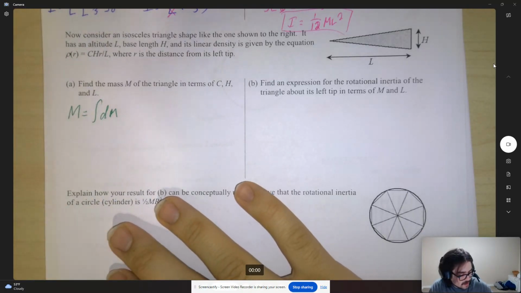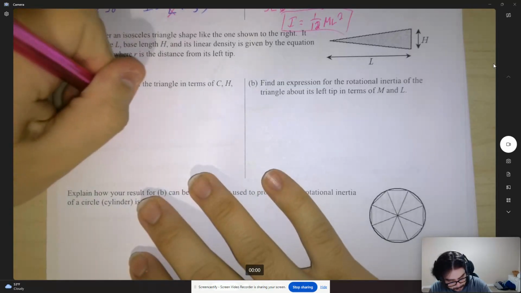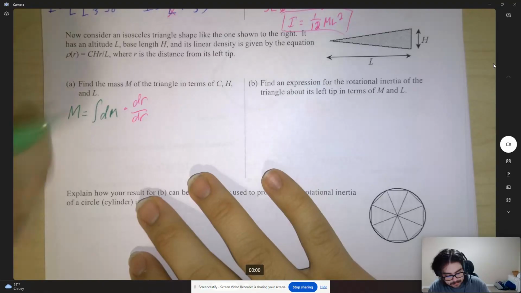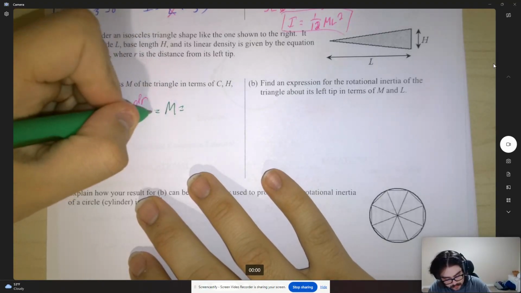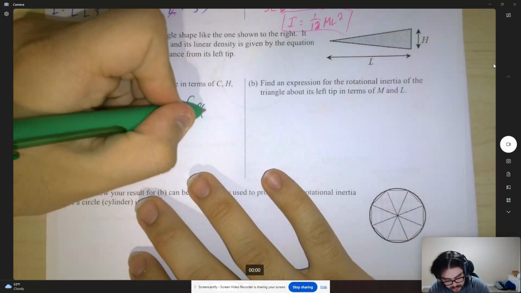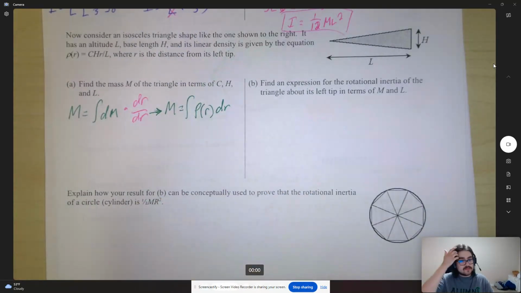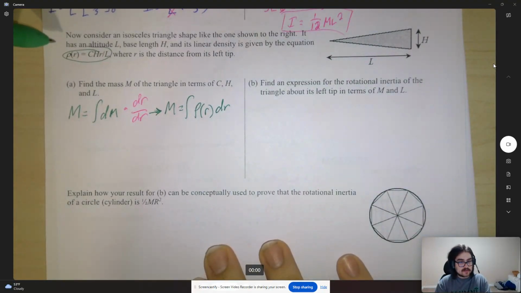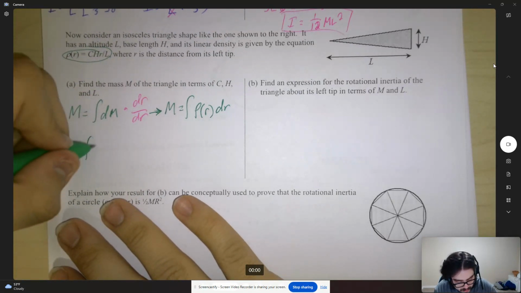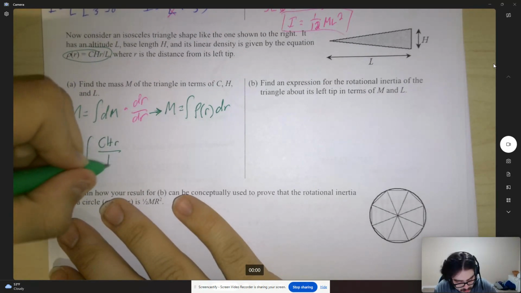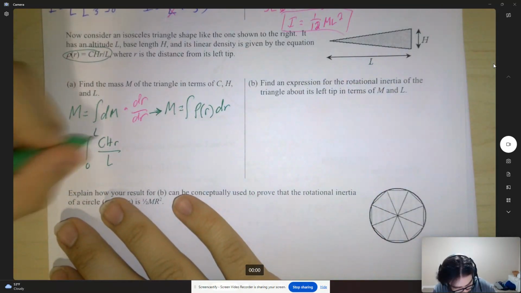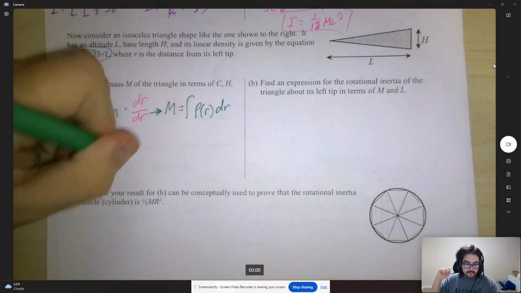But if we multiply by dr over dr, that will then become m equal to the integral of the density function with respect to r. So now I can just take my density function, which I'm given up here, and I just do m equals the integral of CHR over L, and I'm going to do this from 0 to L for the length of the triangle, dr, okay.